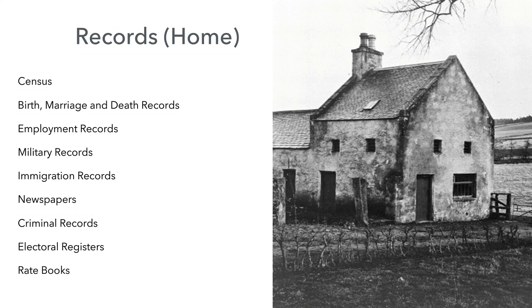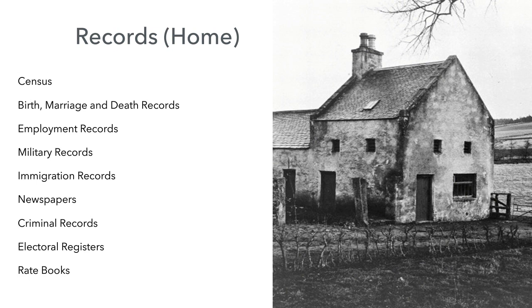Newspapers, criminal records, electoral registers, and rate books. Now, rate books are sometimes quite difficult to find. And there's also actually rent books that should be on there as well, which I have left off. But rent books are great if you want to know how much your ancestors were paying.